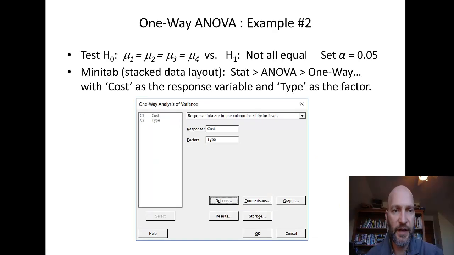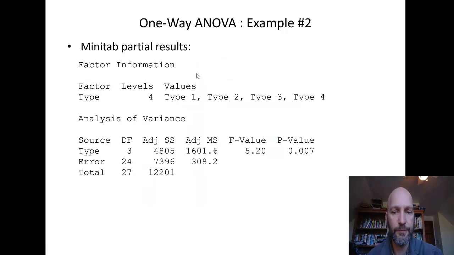So let's run this test. We're going to have the null hypothesis that all 4 types of bumpers have the same cost on average, versus the alternative that they're not all equal to each other. Alpha is 5%. In Minitab, using the stacked data layout, we're going to go Stat, ANOVA, One-Way, and then for the response variable, we're going to use cost, and for the factor variable, we're going to use type.